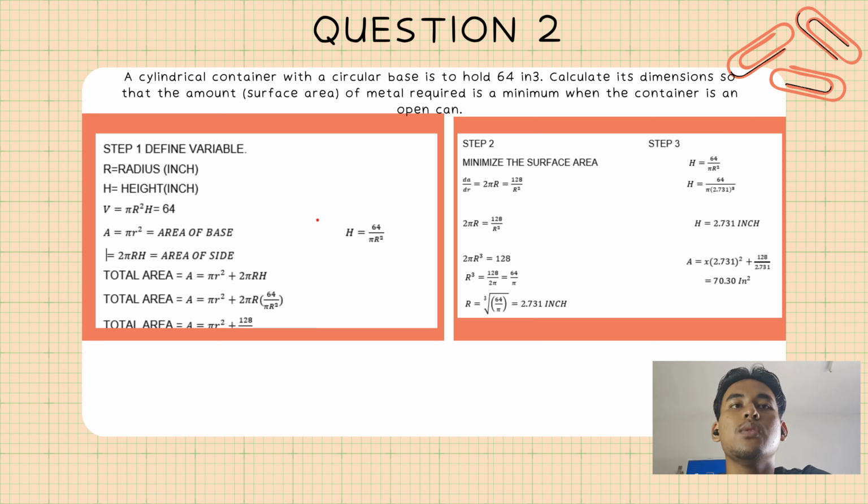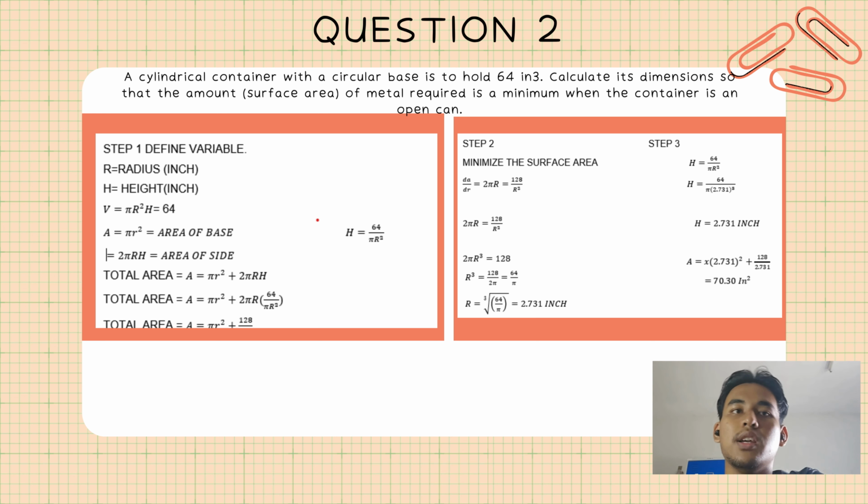So for question 2, a cylindrical container with a circular base is to hold 64 inch cubed. Calculate its dimensions so that the amount of surface area of metal required is a minimum when the container is an open can. So for the first one, we need to define the variables.